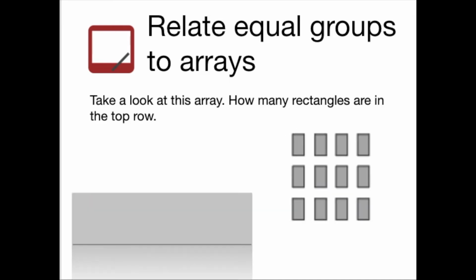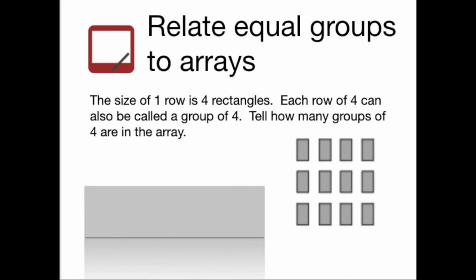Now let's take a look at this array. How many rectangles are in the top row? The row going across all the way at the top. I see 1, 2, 3, 4 rectangles in the top row. The size of one row is 4 rectangles. Each row of 4 can also be called a group of 4. How many groups of 4 are there in the array?